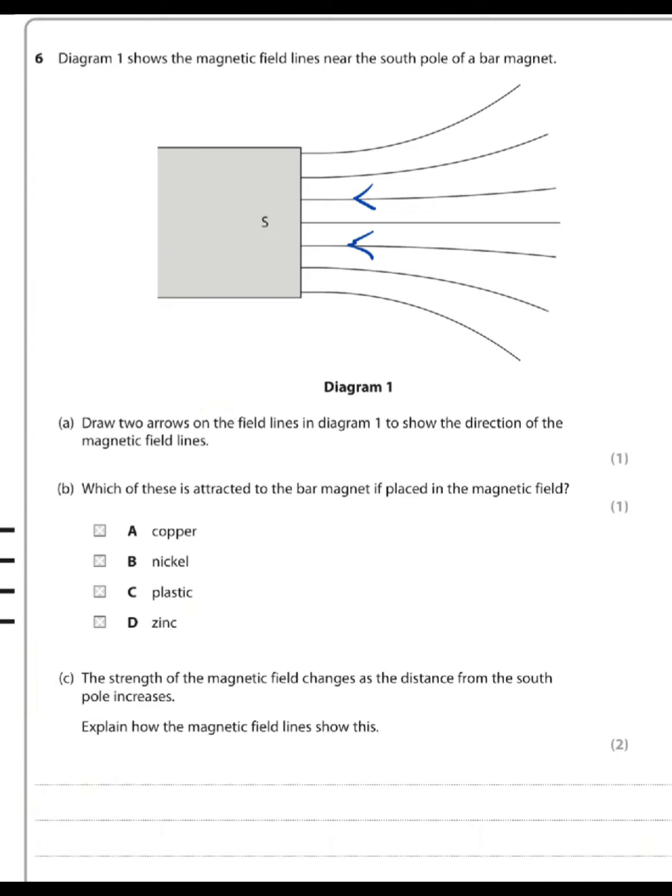Which of these is attracted to the bar magnet if placed in the magnetic field? So fields affect magnetic materials. So if we look at that list, only one of those materials is actually magnetic, and that is nickel.